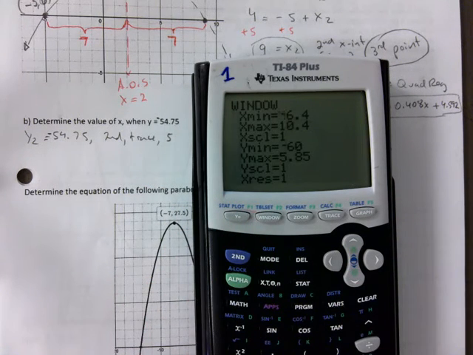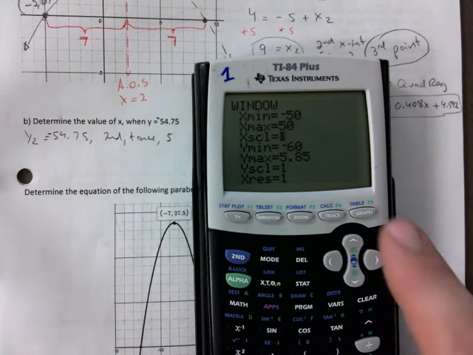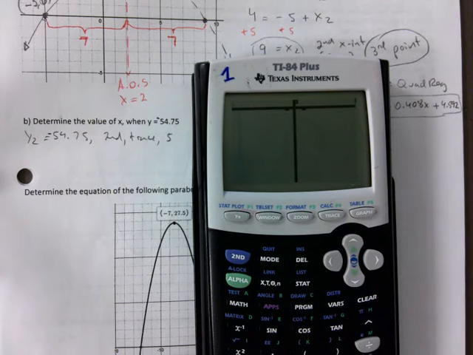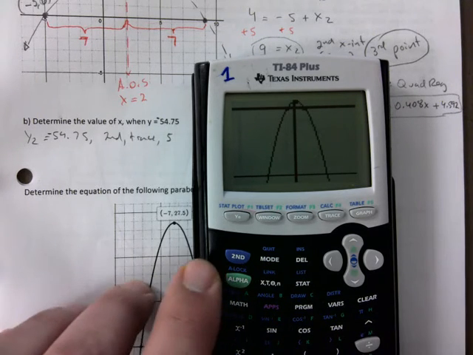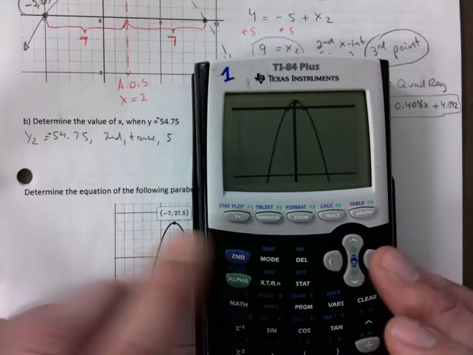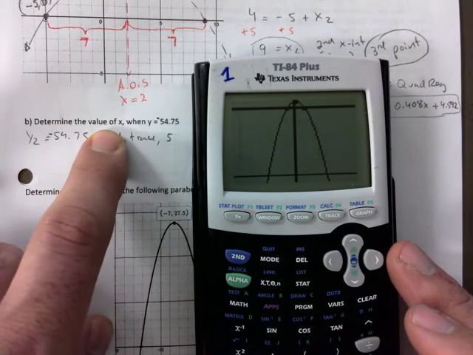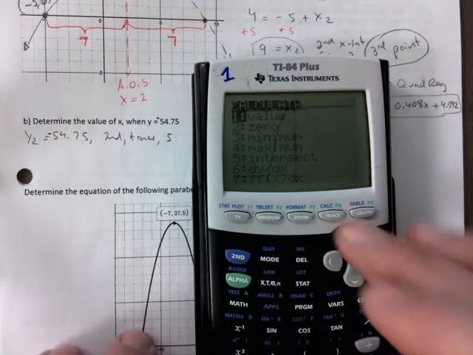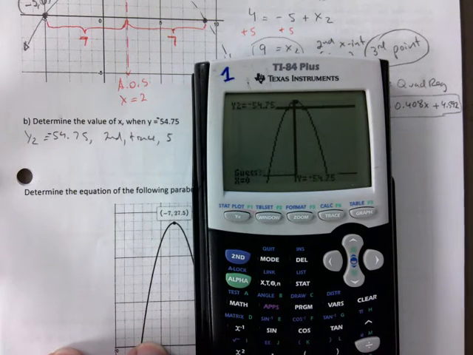X min, I'm going to go negative 50. X max, I'm going to go positive 50. Let's see if that works. That seems to do the trick. Yeah, that worked for me. And so there are two instances that is the case. Okay, two instances. So second trace 5, enter, enter, enter.